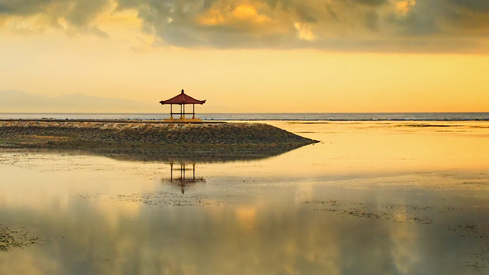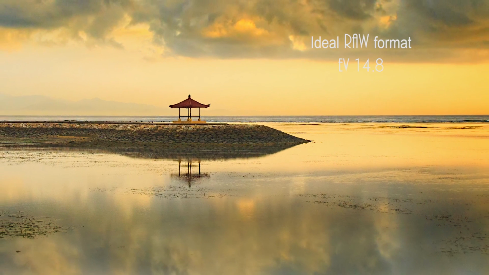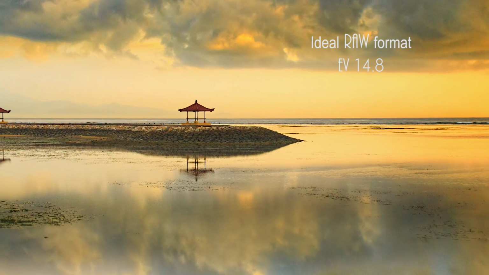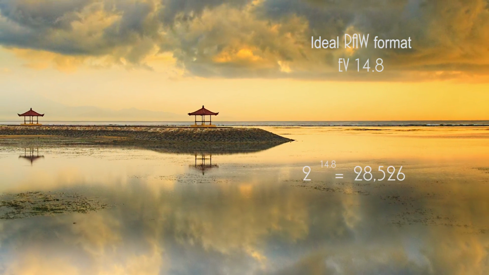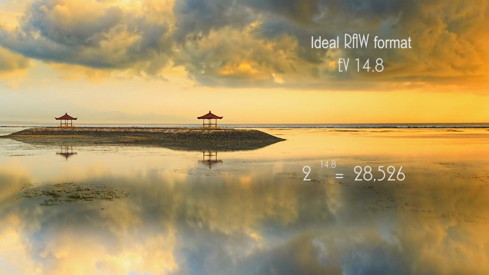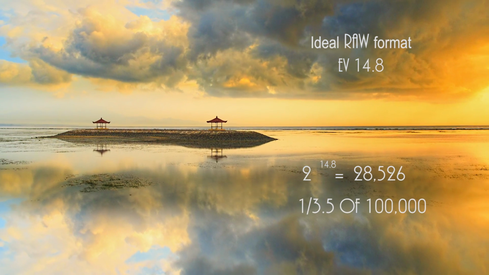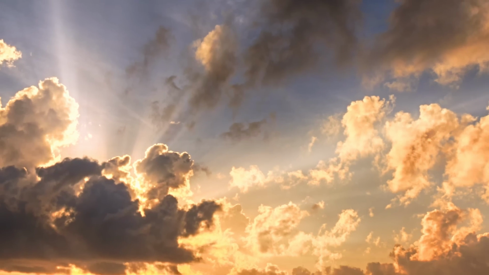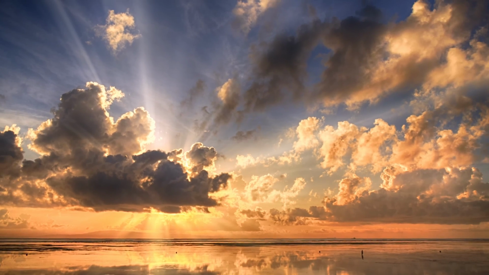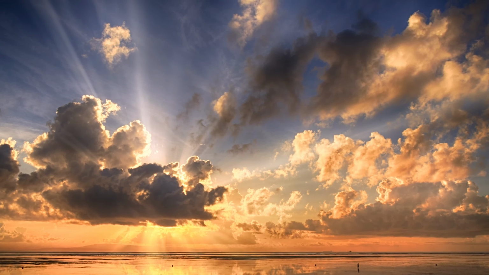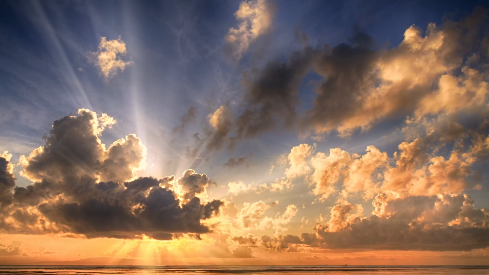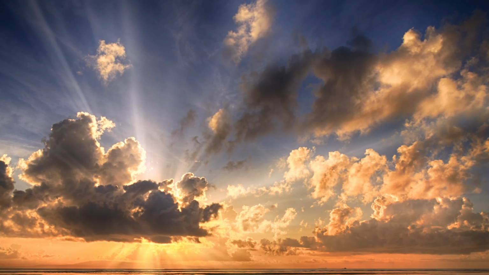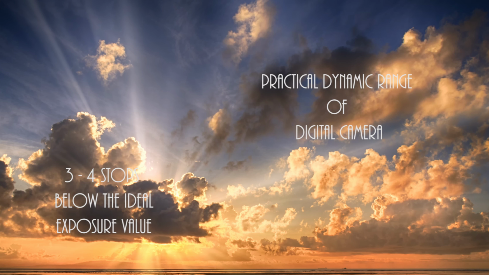The best professional camera in the market has an EV of 14.8 if the image is in RAW format, which makes it have a dynamic range of 28,526 to 1, or about 1 over 3.5 the dynamic range of our eyesight. However, in day-to-day practice, it is very hard to achieve the ideal exposure value of a digital camera that was tested in a controlled lab. The camera EV in daily use is about 3 to 4 stops below the ideal number published.